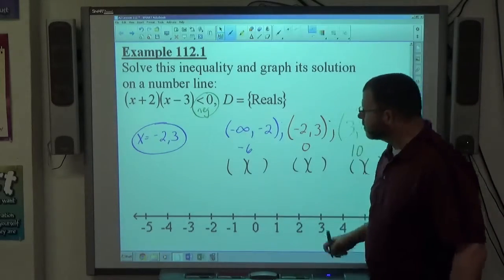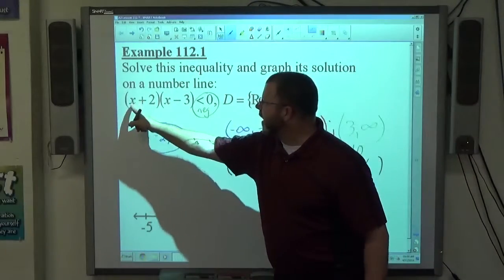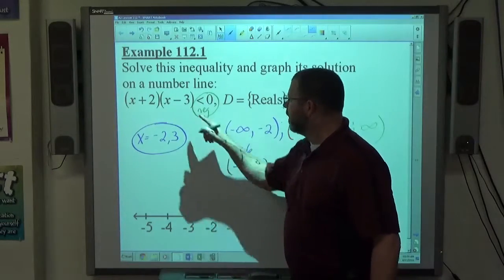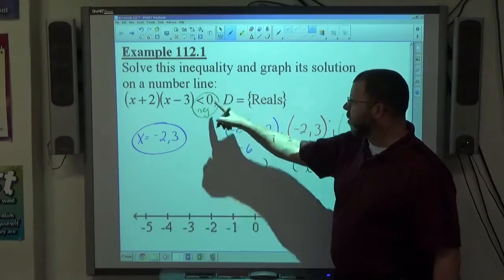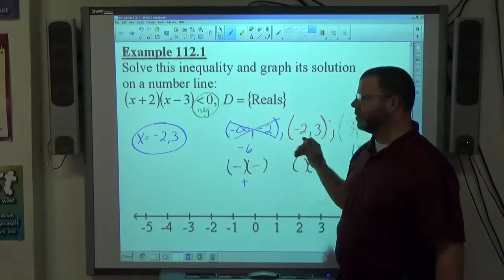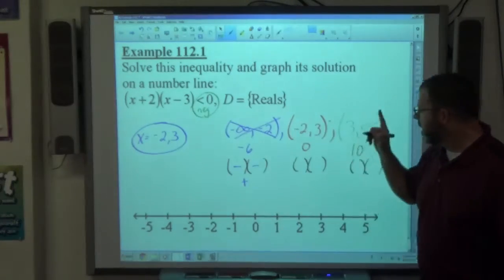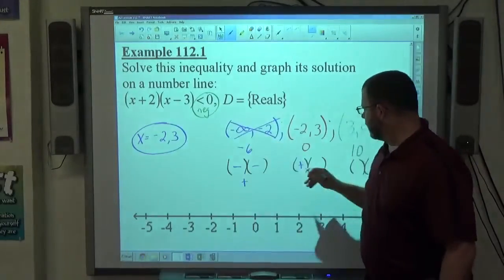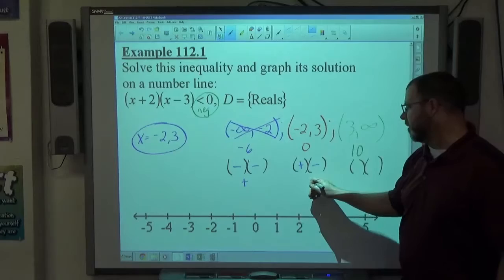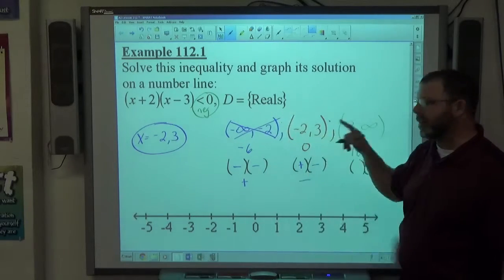So, if I put negative 6 in here, negative 6 plus 2 is negative 4. Negative 6 minus 3 is negative 9. Two negatives make a positive. We're looking for negative, so we throw that one out. If I put 0 in, 0 plus 2 is positive 2. 0 minus 3 is negative 3. Positive times negative makes negative. We are looking for negative, so that's a good one.